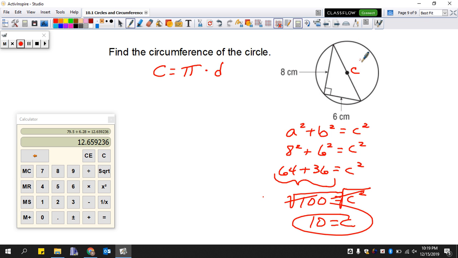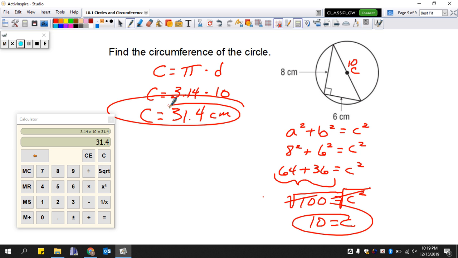So we know that the length of the diameter is 10. Then we just plug that in. Circumference is equal to 3.14 times 10. When we do that, 3.14 times 10 is equal to 31.4 centimeters. Okay, so that does it for this lesson.